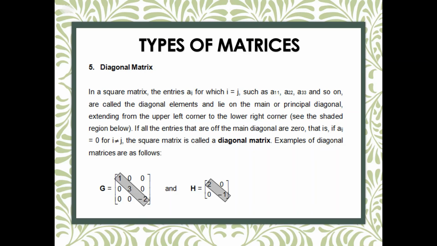If all the entries that are off the main diagonal are 0, that is, if Aij equal to 0 for i not equal to j, the square matrix is called a diagonal matrix. Examples of diagonal matrices are as given by matrix G and H.